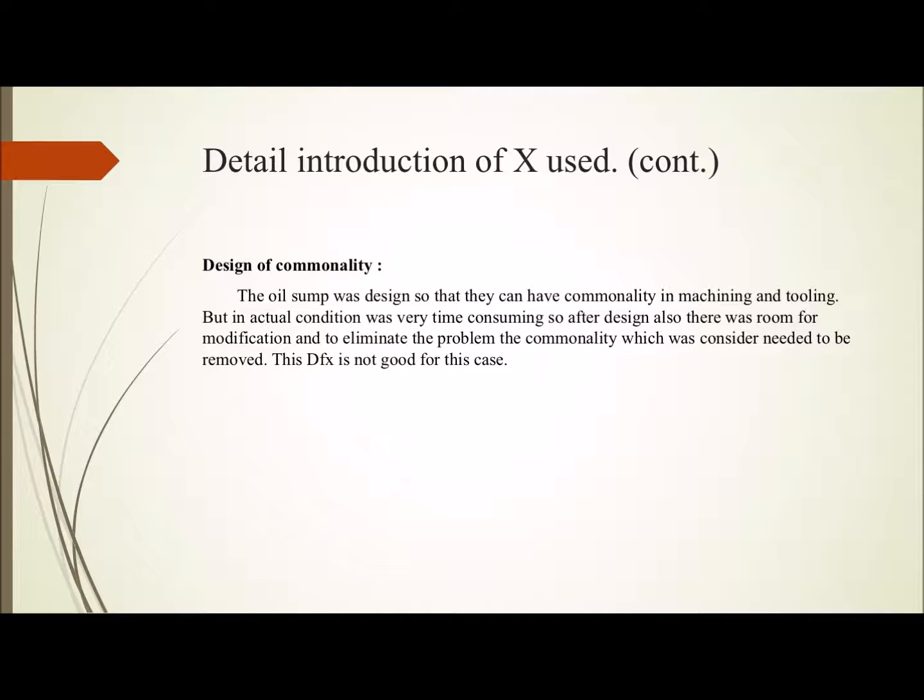Going ahead was design of commonality. The oil sump was designed so that it can have commonality in machine and tooling, but actually the condition is very time consuming. So after designing also there was room for modification and elimination of the problem, and the commonality which is considered needed to be removed. So this was not good in this case. So commonality used here was also not a good case because the element was so high.